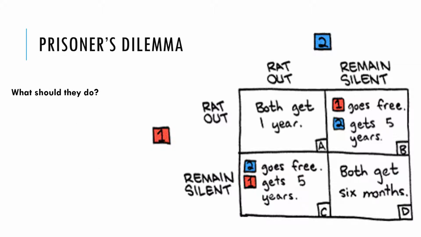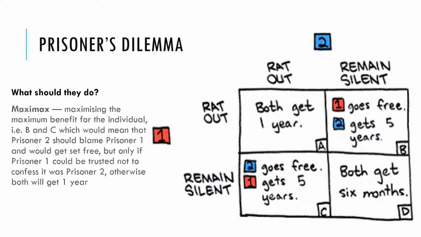Let's now look a little bit more sophisticated at this. What would be the best strategy? So maximizing the benefit for the individual. Let's look at it from perhaps your friend's perspective, from person 2. How do I maximize the benefit to myself? Well, the best result I can get if I'm person 2 is that I go free. That'll be the maximum benefit for me and the maximum result.